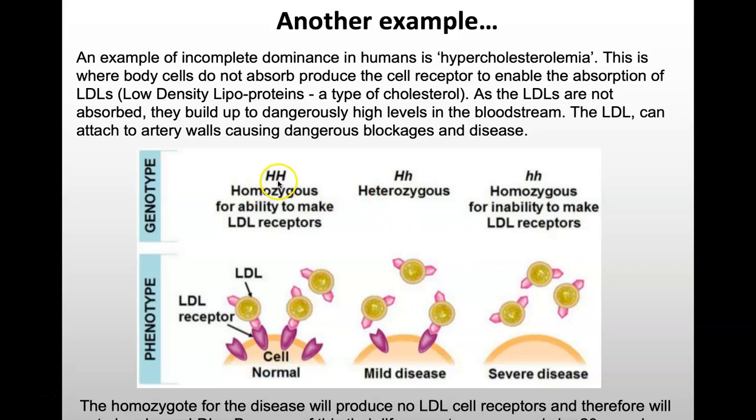So the homozygous here, capital H, can make the receptors for the protein, or for the LDL. And here the homozygous, lowercase h, is not able to make those protein channels in the cell. The heterozygous has one of the alleles of both of the parents and can make some of those protein channels. So they have a mild risk of disease here. So the homozygote for the disease will produce no LDL receptors, therefore will not absorb any of the LDLs, and therefore their life expectancy is usually less than 20 years.